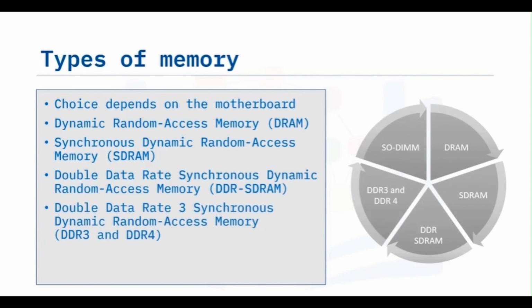Double Data Rate 3 Synchronous Dynamic Random Access Memory, known as DDR3 SDRAM, is faster than DDR SDRAM. And Double Data Rate 4th Generation, or DDR4, is a faster, more reliable replacement for DDR3 SDRAM that uses less power. And Small Outline Dual Input Memory Module, or SODIMM, chips are commonly used in notebooks since there is a lack of space. SODIMM slots take half the space of desktop slots, but they draw more power.